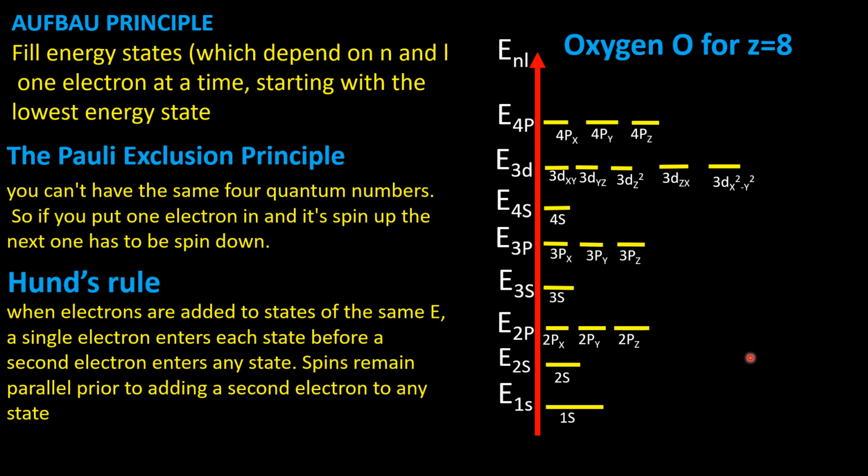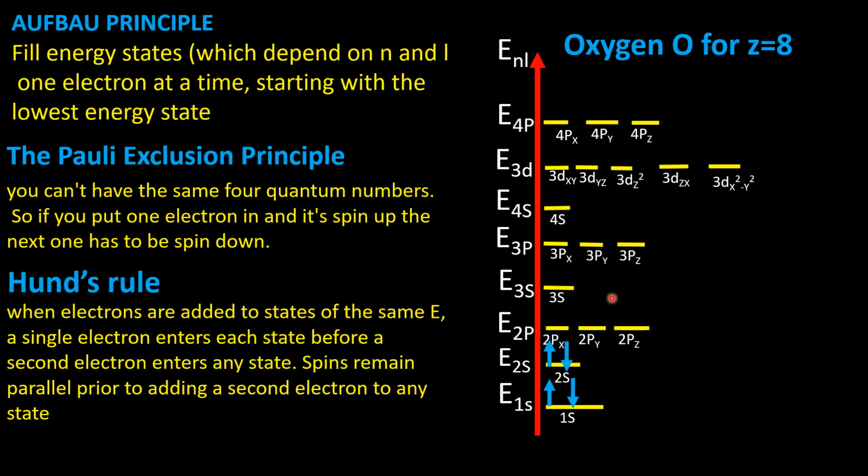So according to this principle, first we will fill the lowest energy state, that is the 1s state. So first electron with the spin up state, and then the Pauli exclusion principle tells us that the second electron will be with the spin down state. So this state is completely filled. Now we will go to the 2s state. Again according to the Pauli exclusion principle, the first electron will be with the spin up state, and then the second electron will be with the spin down state.